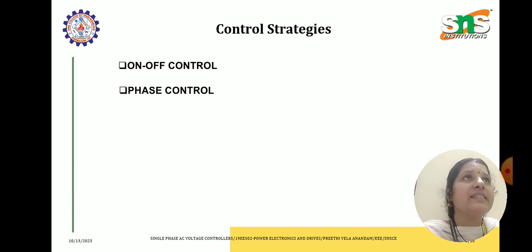Here a thyristor acts as a high speed contactor, whereas in the case of phase angle control, a thyristor switch is turned on for a part of every half cycle so that the input supply voltage appears across the load, and then turned off during the remaining part of the input half cycle to disconnect the AC supply from the load. So these are the two control strategies used for the AC voltage controller.